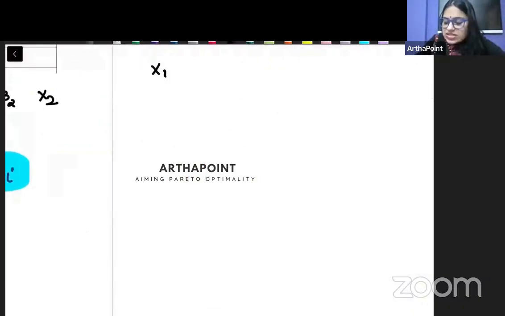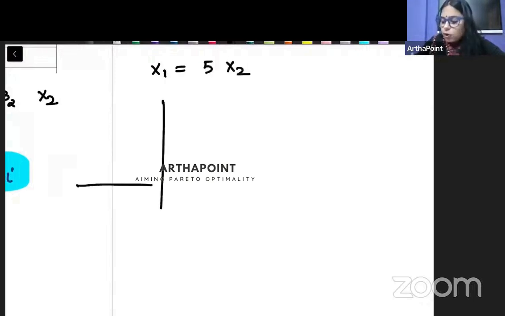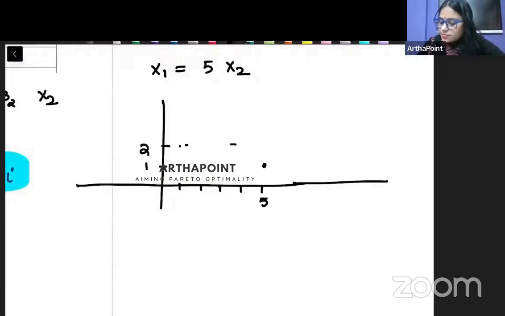When I tell you x1 is equal to 5 times x2 and I want to plot this, अगर मैं इसको plot करती हूँ, what will I get? When x2 is 1, x1 will be 5. When x2 is 2, x1 will be 10.